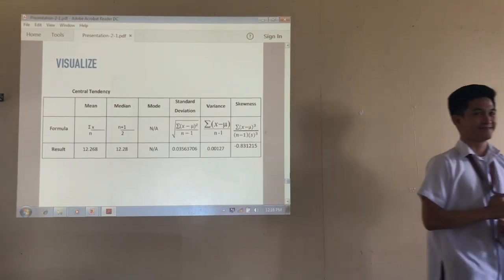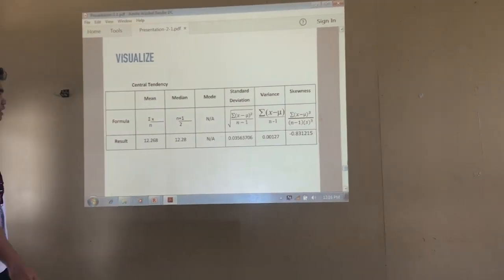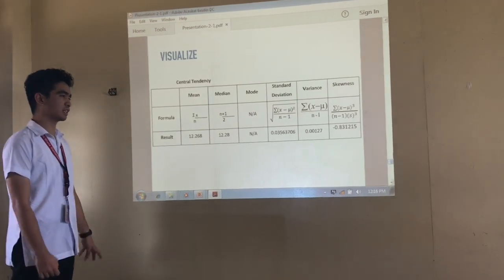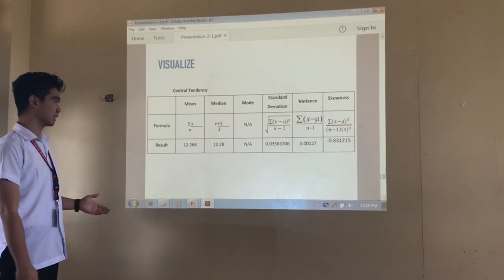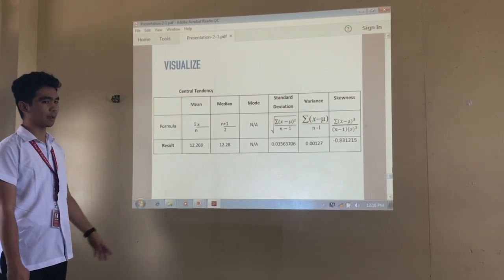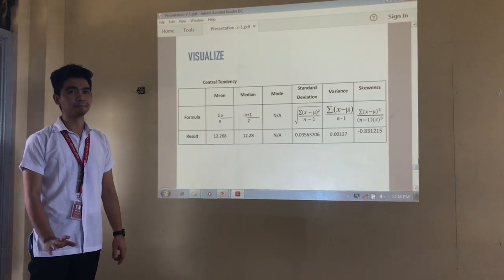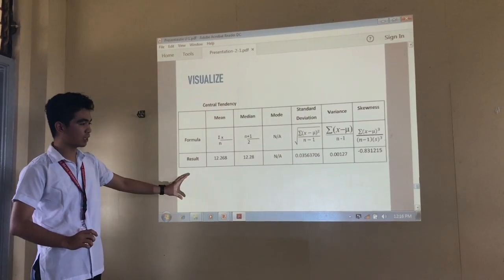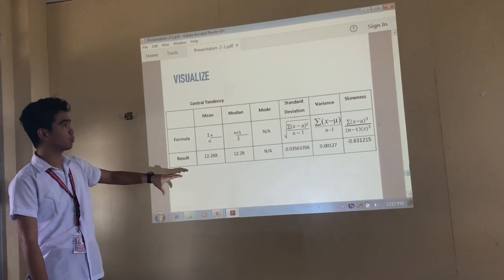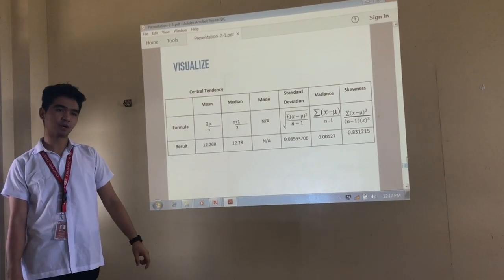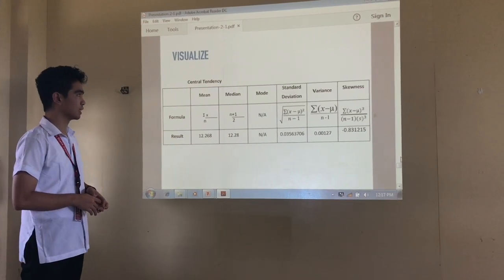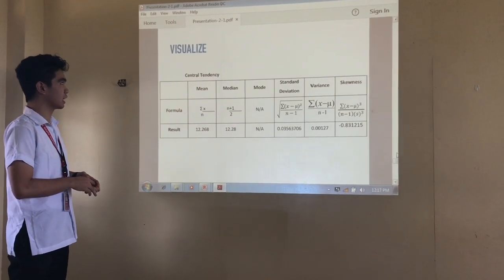So, sa visualize naman po, yung aming pong median mode, standard deviation, variance, and skewness ay itinable na lang namin para mas maayos siyang makita. And the other visualize po ay yung mga table na lang po yun, yung mga table po na nandun sa first part is yun po yung aming nilagay. And analysis.